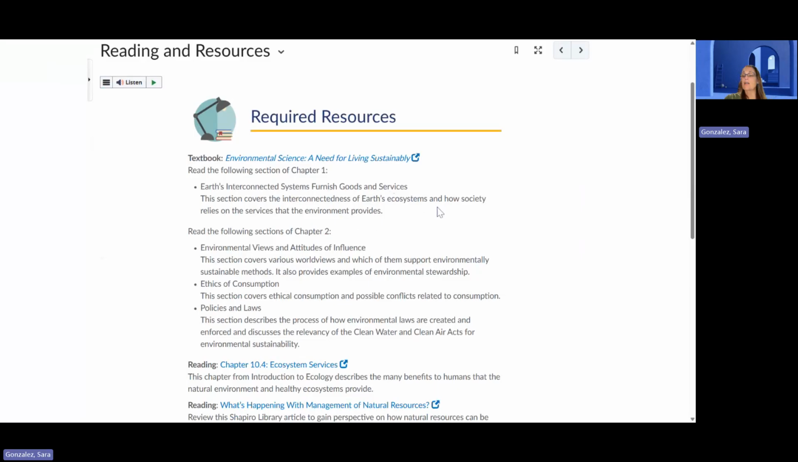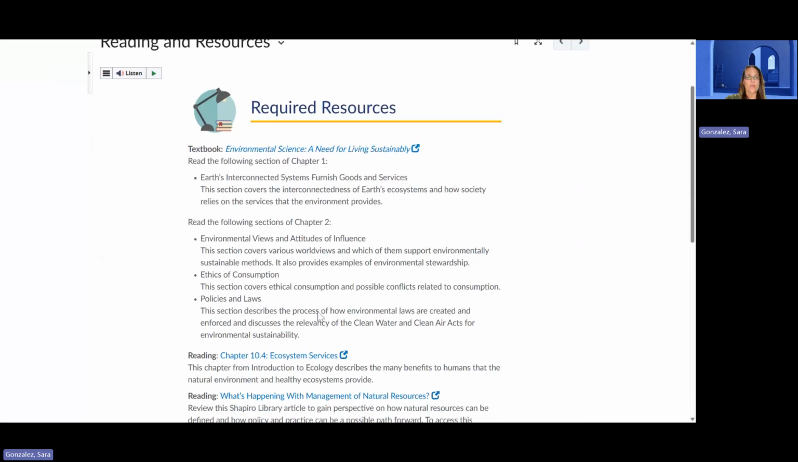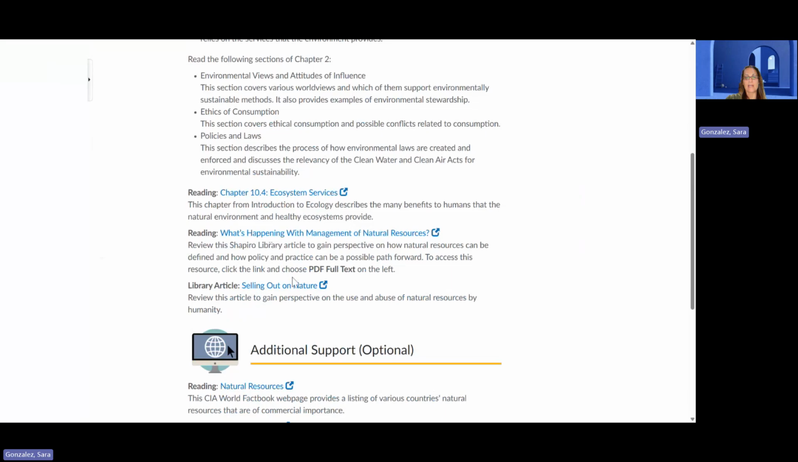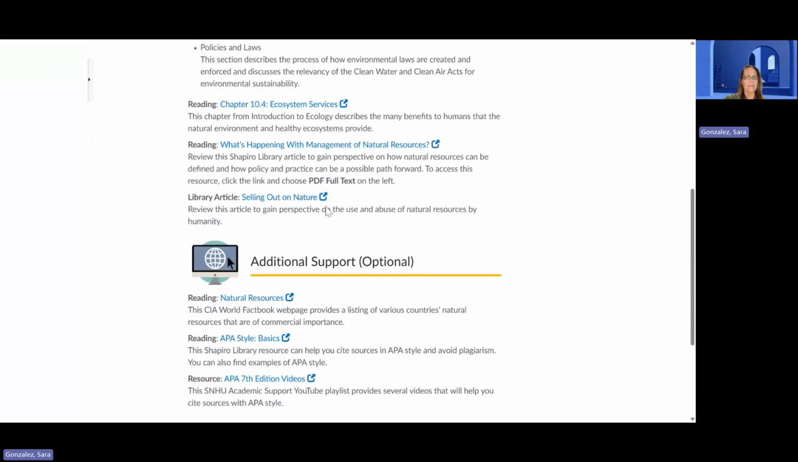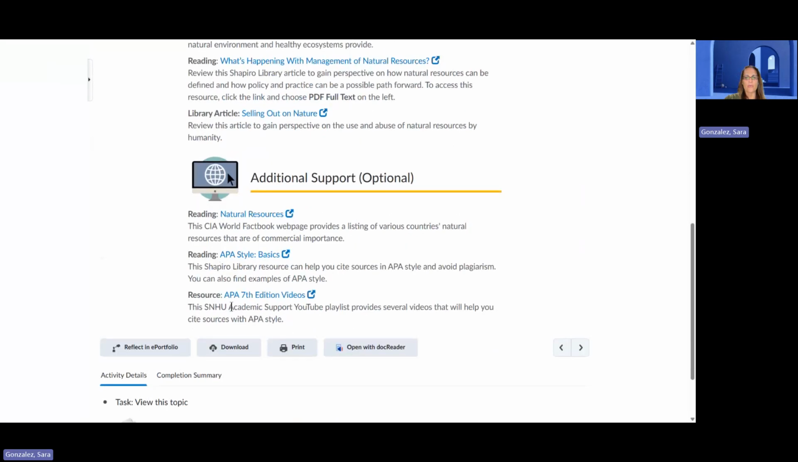So this week alone, we're going to be covering chapters 1 and 2 from your textbook, Environmental Science and the Need for Living Sustainably. So take a look at chapters 1 and 2. And there's also some supplemental readings that can go along with either discussion or assignments in the course, or just going over a supplemental to what the textbook has. There's also additional readings and resources, looking at APA and then the CIA World Factbook about natural resources here.